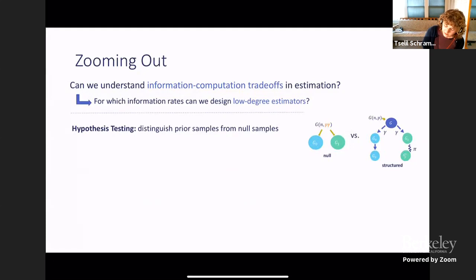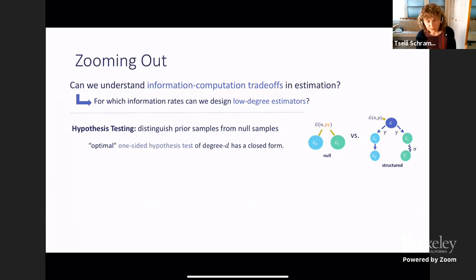If we're looking at the hypothesis testing question, rather than estimating something, we want to distinguish structure from pure noise, that is, distinguish this structured planted distribution from our null distribution. Here, the optimal one-sided hypothesis test of a fixed degree has a closed form. What does it mean to have an optimal one-sided hypothesis test? If you only care about one-sided testing, you can always output null no matter what. But here I mean optimal in that it's the solution to some convex relaxation over the space of polynomials that tries to solve for a hypothesis test with bounded error only in the null case.